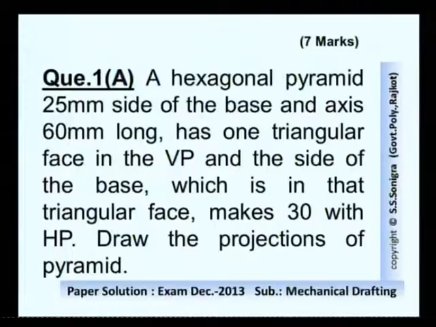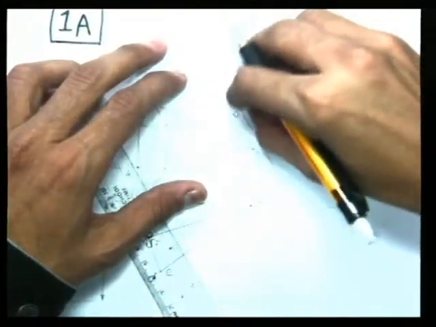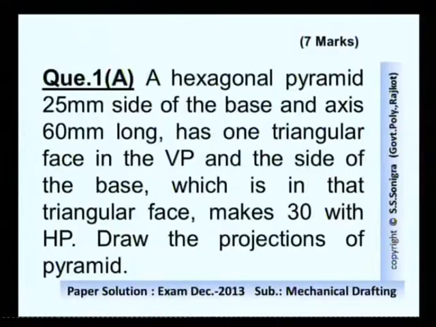So this is AB would be here, AB, then BC, then CD, DE, EF, FA would be here, and AB. So this is the hexagonal base and it would be fully visible.